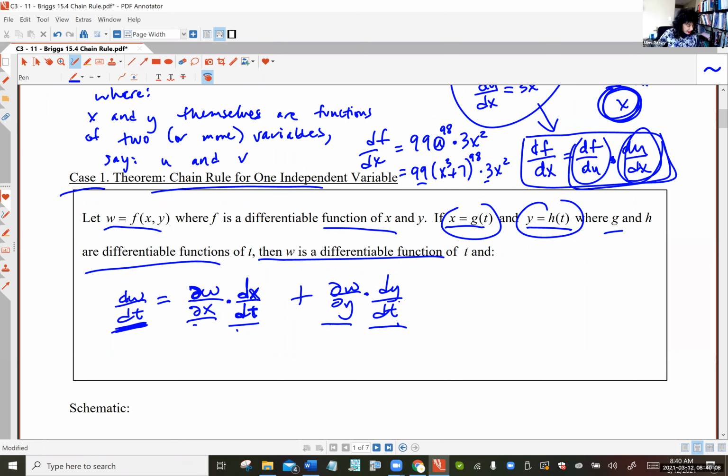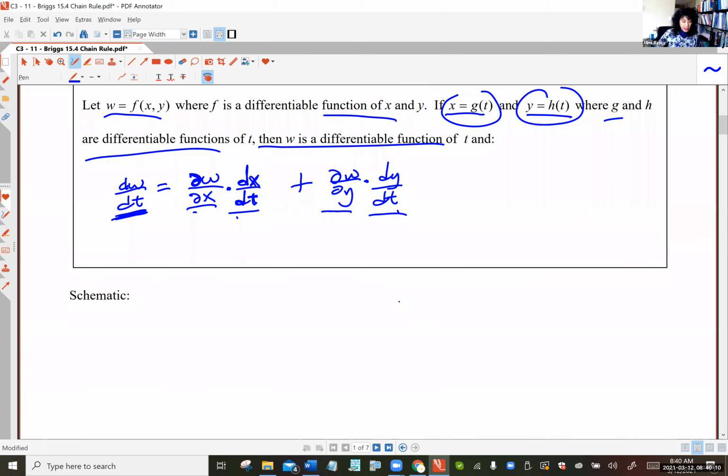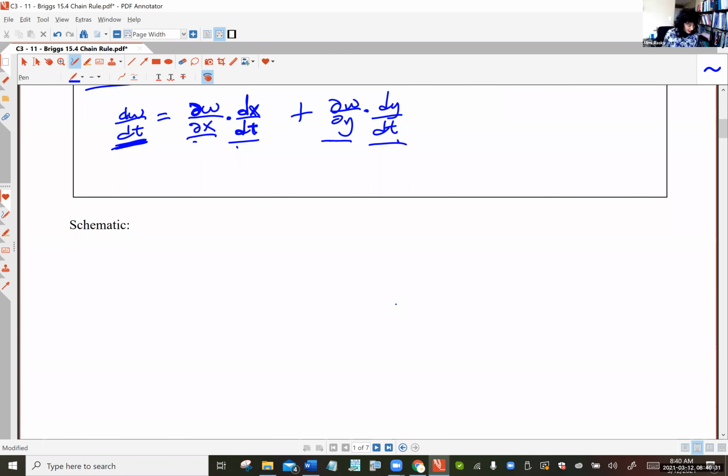Now I'm going to show you a schematic. I'm actually going to show you two schematics. I'm going to show you the schematic that your textbook uses and most textbooks use. And then I'm going to show you my preferred version of that schematic, according to my mentor, Dr. Arnie Vallone of blessed memory. So here's the schematic you'll see in most textbooks. Here's what Briggs will have.